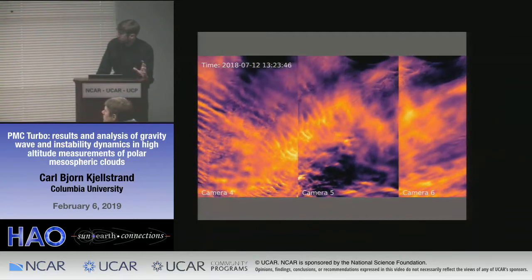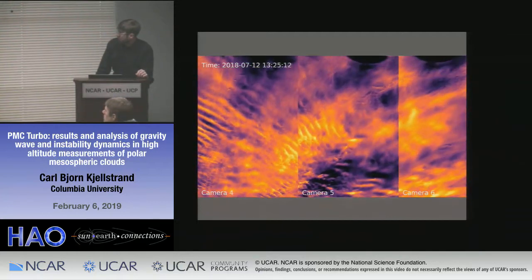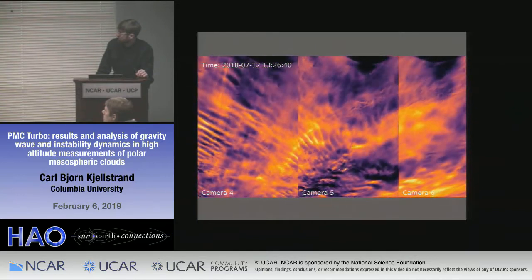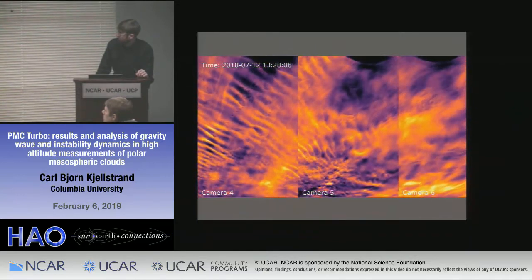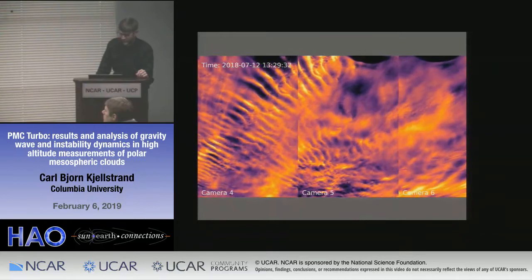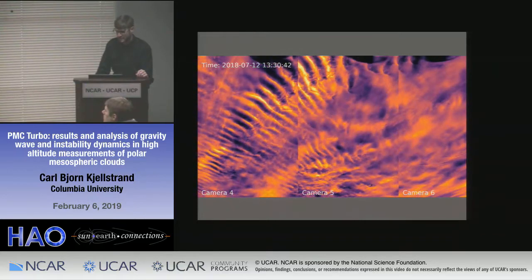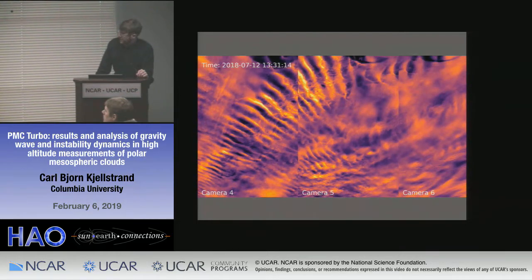So you see a couple voids and things to the left of the image. But then in about 1 minute, we see Kelvin-Helmholtz billows advect from the top of the screen. And I'll just walk over there and point it out.